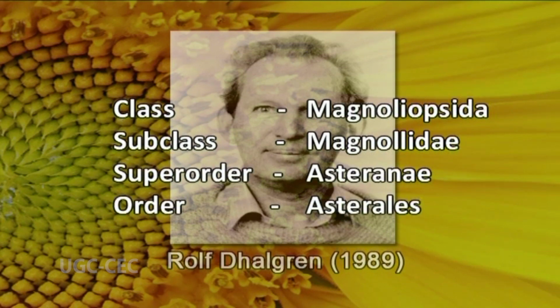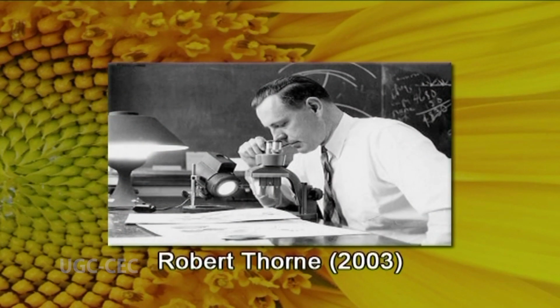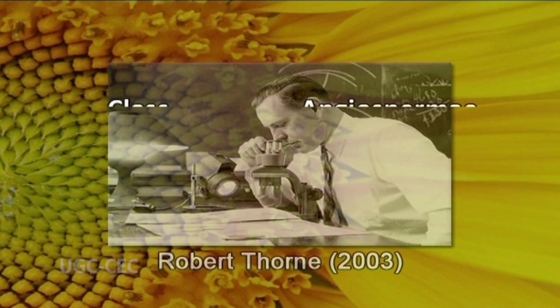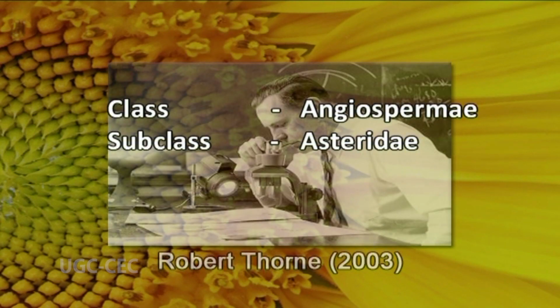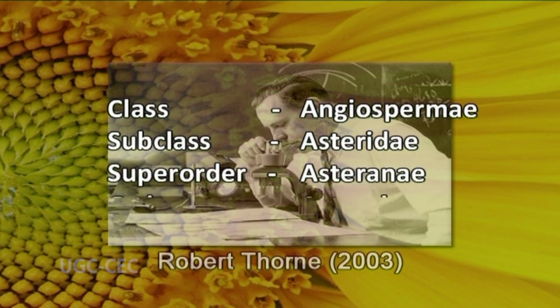Dahlgren, a Danish botanist, classified Asteraceae under the class Magnoliopsida, subclass Magnoliidae, superorder Asteranae, and the order Asterales. Robert Thorne, very recently in the year 2003, an American taxonomist, classified Asteraceae under the class Angiospermae, subclass Asteridae, superorder Asteranae, and the order Asterales.